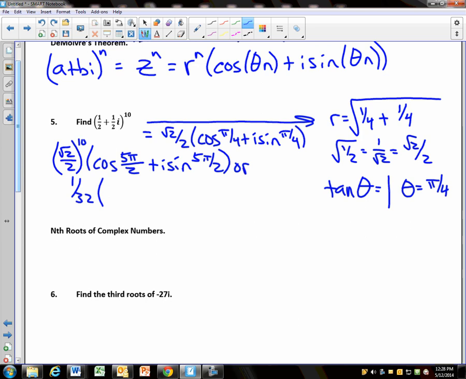Now watch this. The cosine of 5 pi over 2. Is 5 pi over 2 more than once around the circle or less than once around the circle? More than once. Watch this. 1 pi over 2, 2 pi over 2, 3 pi over 2, 4 pi over 2, 5 pi over 2. 5 pi over 2 is the same as what? 90, which is pi over 2. So instead of writing 5 pi over 2, your book would write just 1 pi over 2.